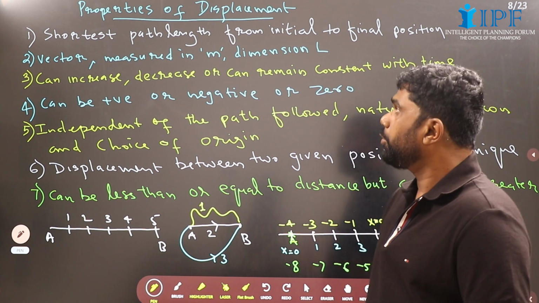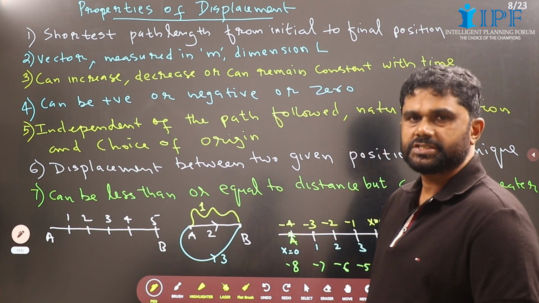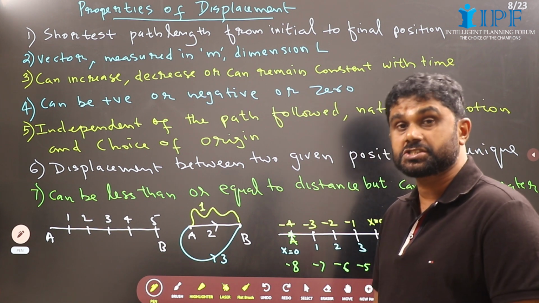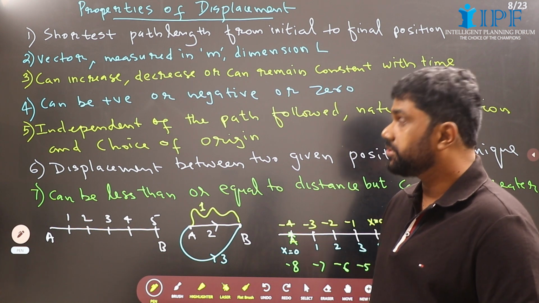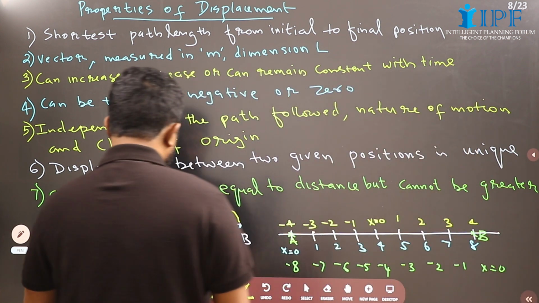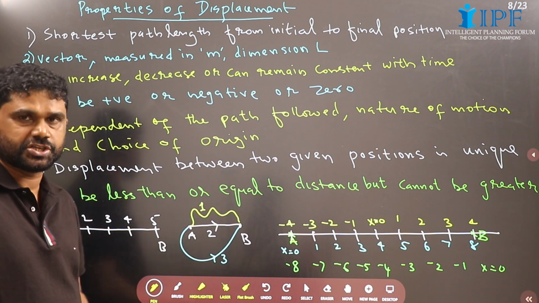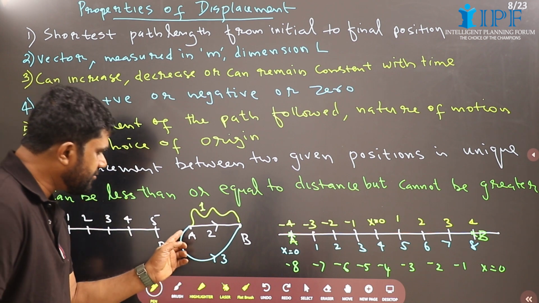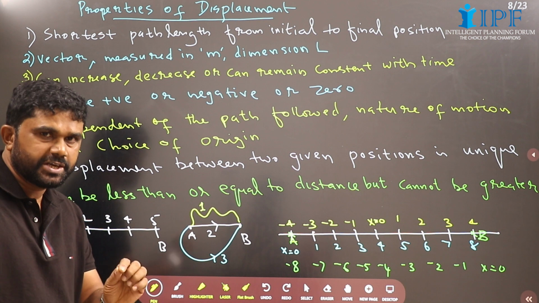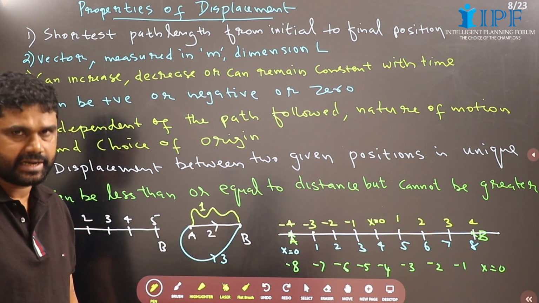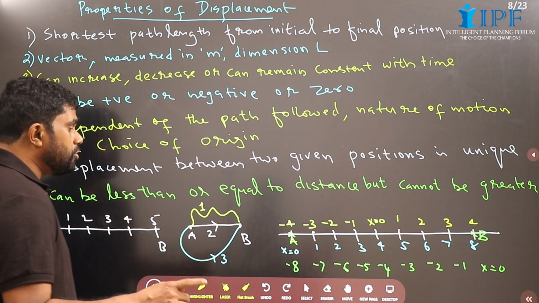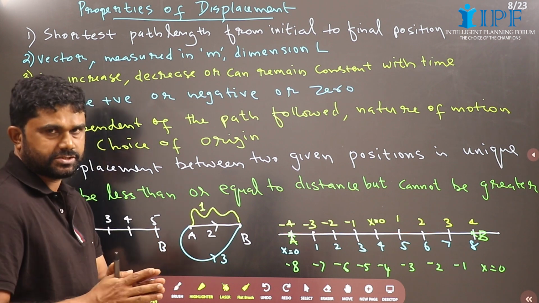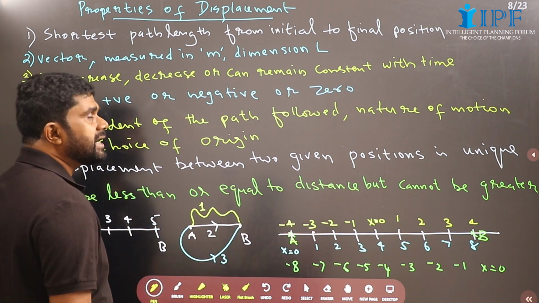Now let's consider the properties of displacement. See, the first property is the definition itself. It is the shortest path length from the initial to the final position. See, suppose a body moves from the position A to the position B, following the first path, that is yellow path. Okay, so distance travelled is the length of this path, but the displacement is the length of the straight line, that is white line. Okay, see, if it follows any of these 3 paths from A to B, in all the cases, displacement is the length of the straight line AB.